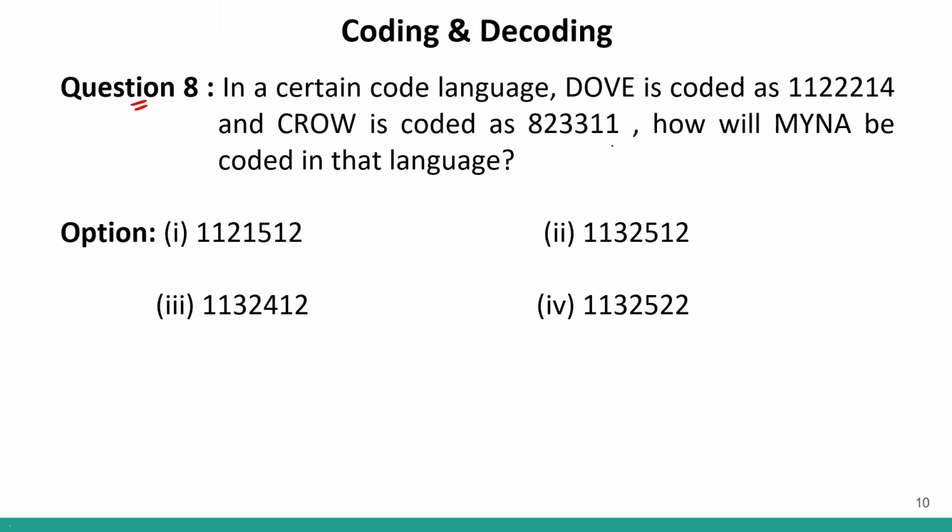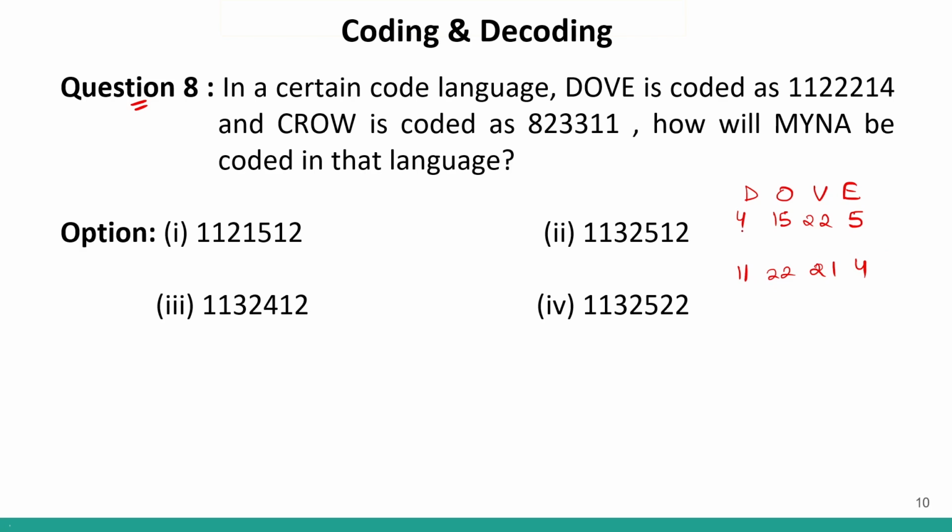So, the concept of forward ranks and backward ranks. Dove: if I look at the forward ranks, D and O are 4, 15. For V, the forward rank is 22 and E is 5. Correct? Now, if I look over here, the code is 11, 22, 21 and 4. It is written like this: 11, 22, 21 and 4.